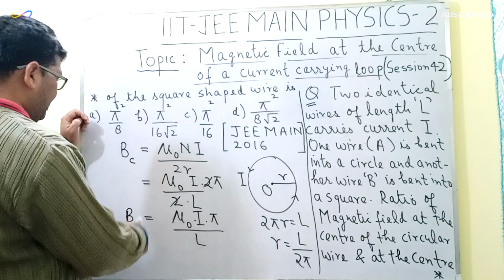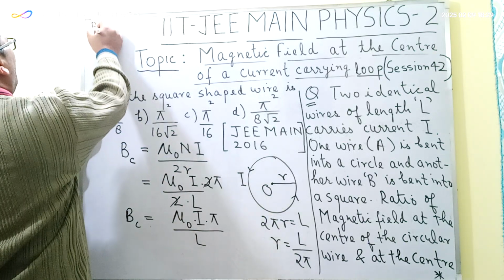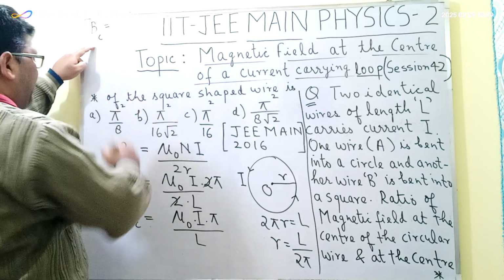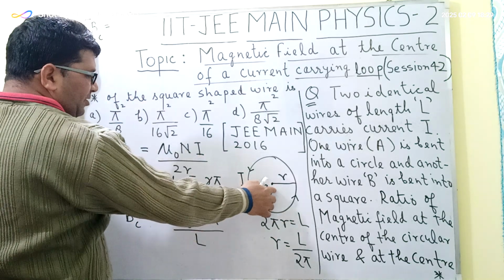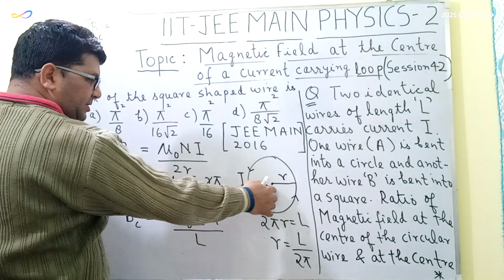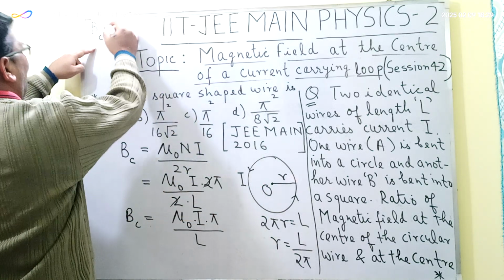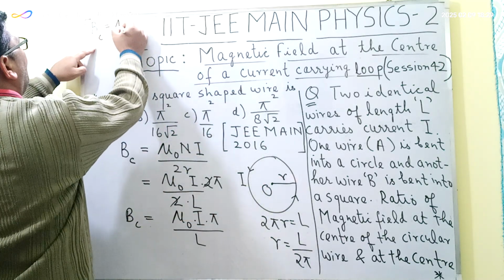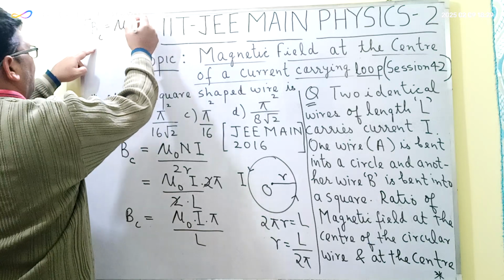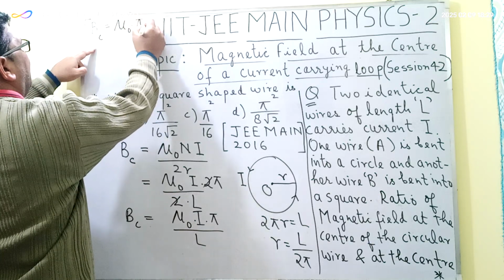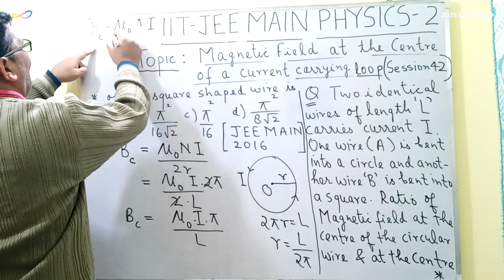So I will be writing this value on the top of this board, that is, the magnetic field at the center of this current carrying circular wire will be equal to mu naught pi into I divided by L.